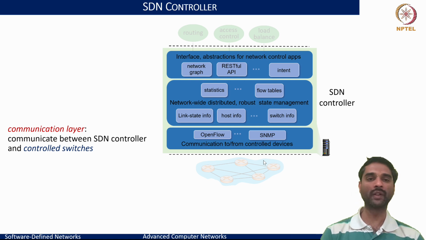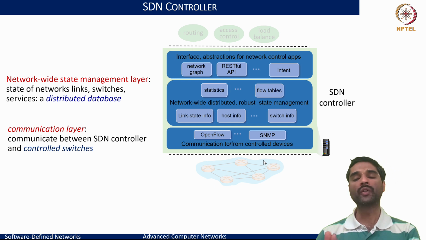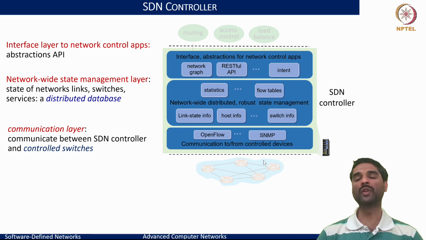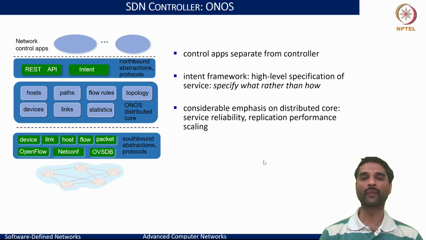So we looked at the key communication layer, which is between the SDN controller and the control switches. And I spoke about how this network-wide state management could be done. In fact, here you can think of having these states set up as a distributed database, wherein multiple of these network operating systems can go and update the same database to have a coherent view of the state. And the interface above is exactly the abstractions for the applications to be built.